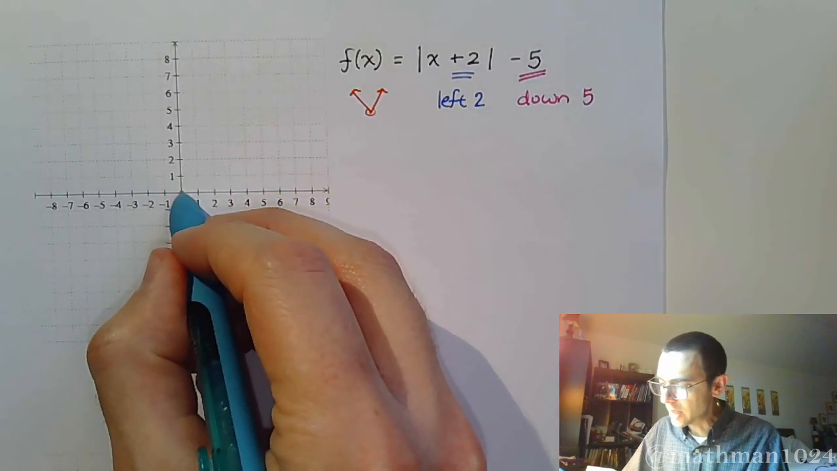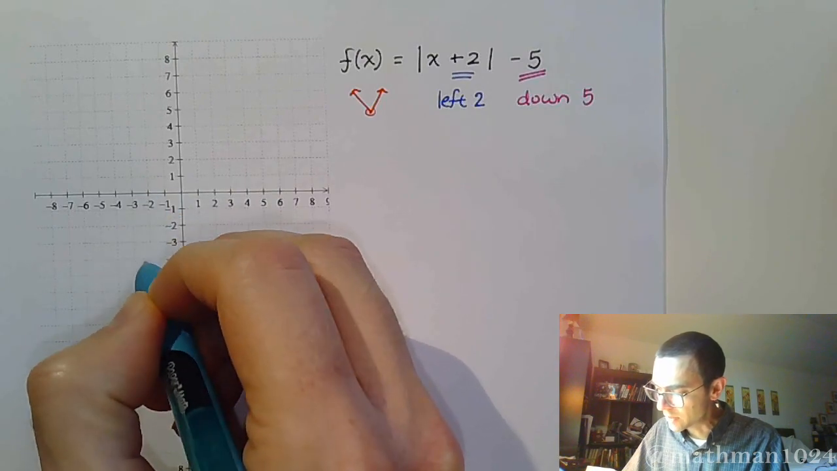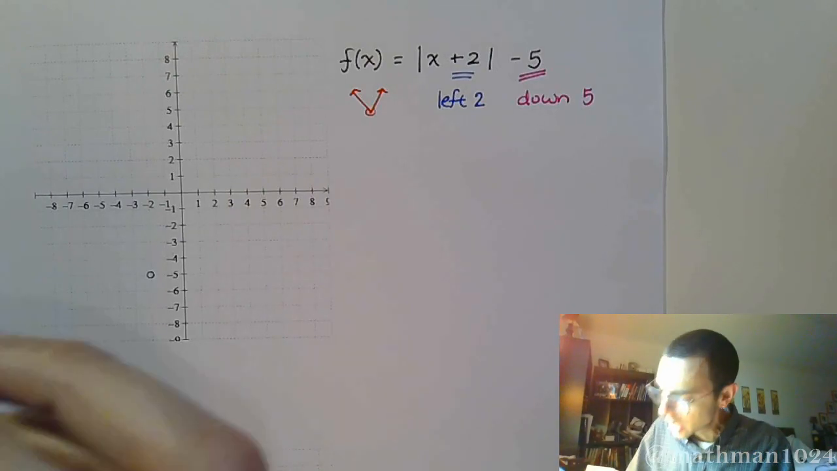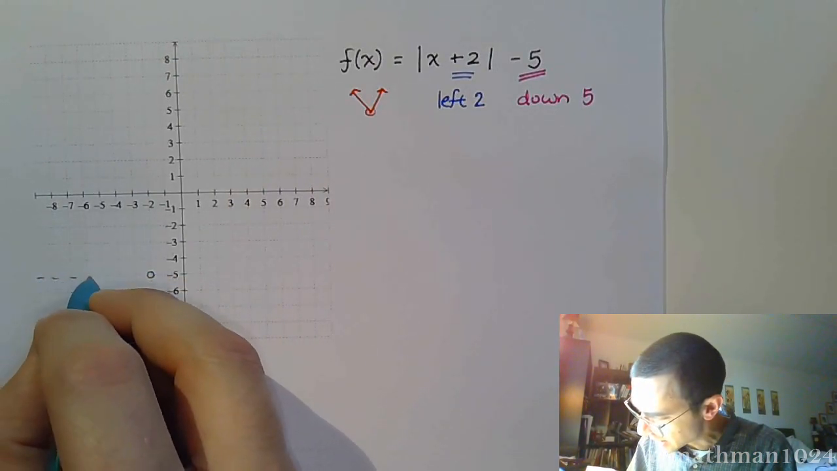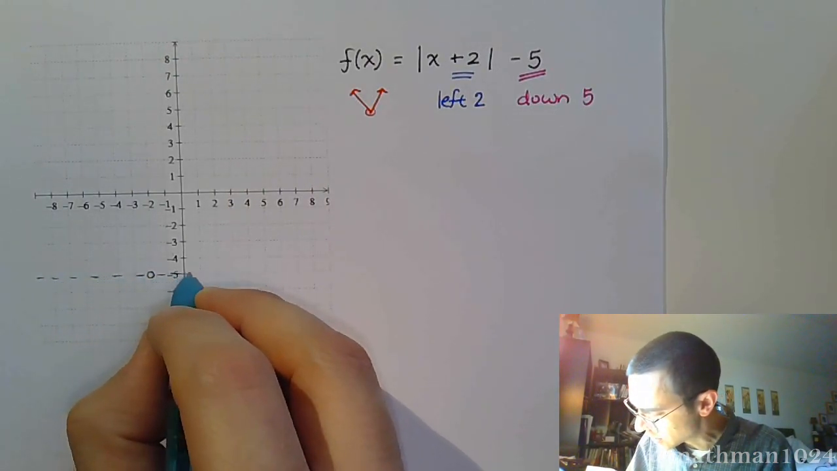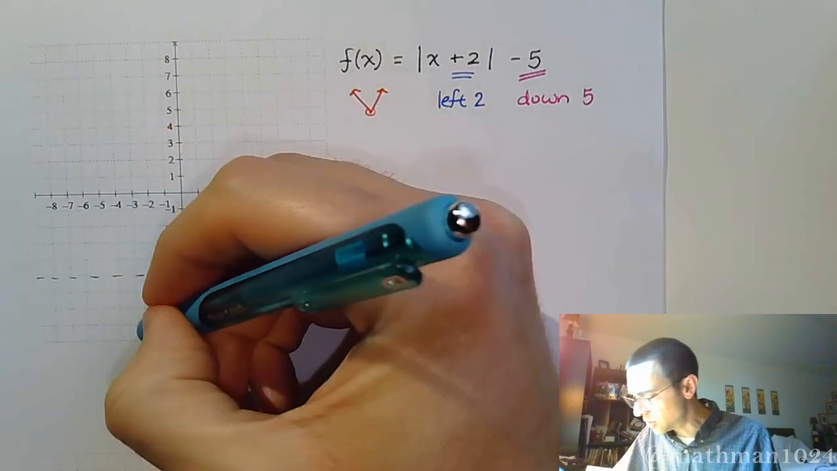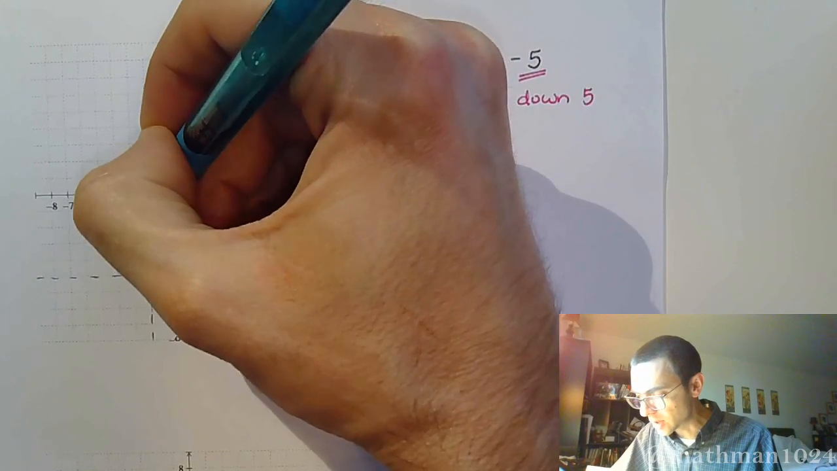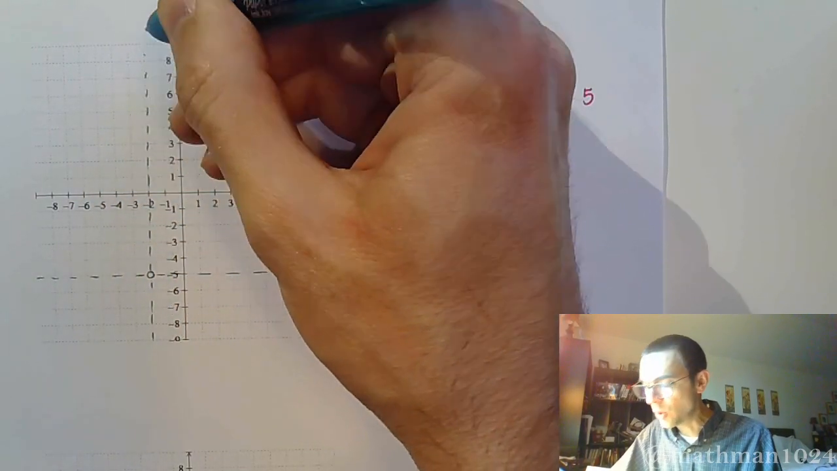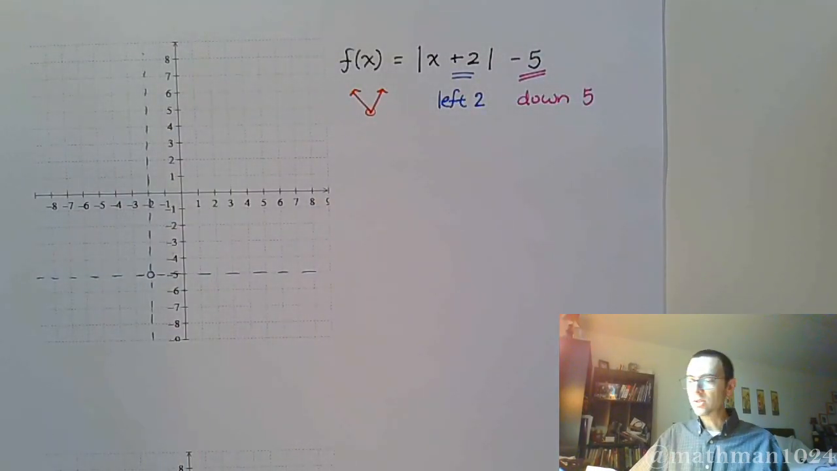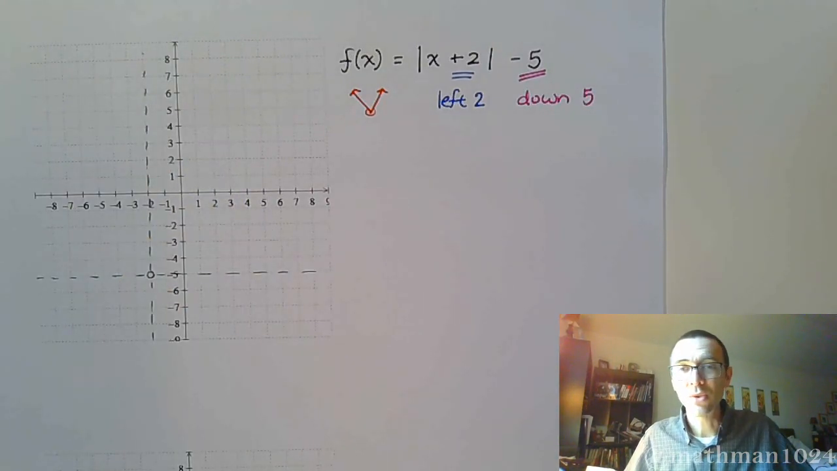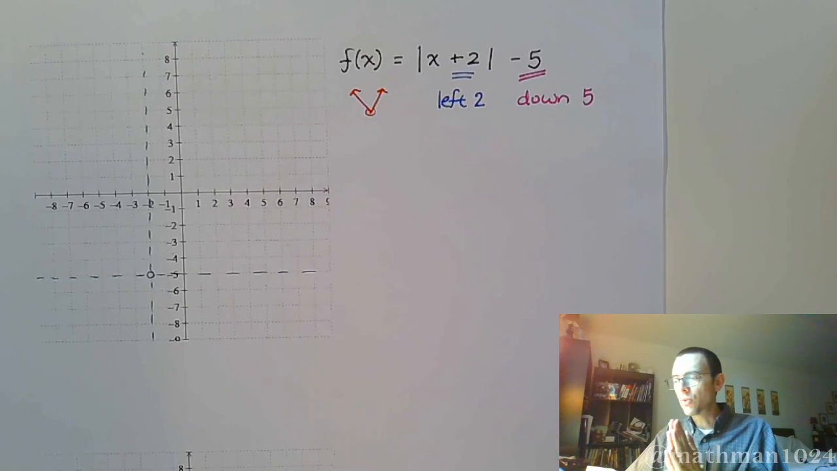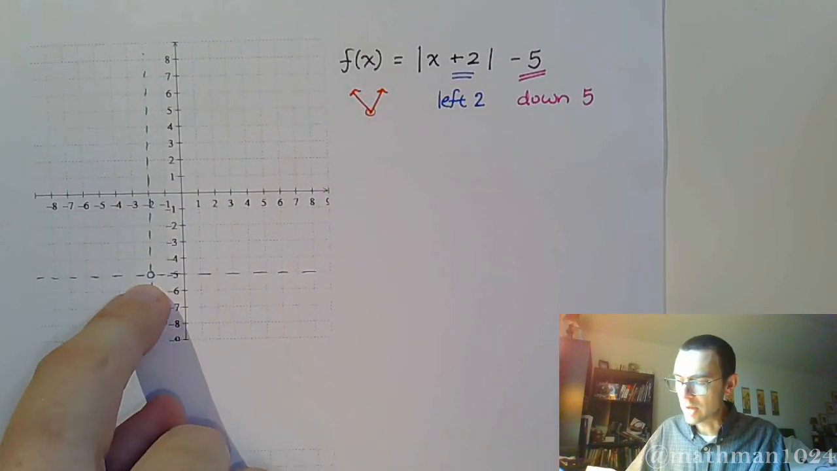From here, we're going to go to the left 2 and down 5. So this is going to be my new origin. I'm just going to mark that. I'm going to use a different colored pen and dash through to create a new x-axis and a new y-axis. Now, if I could, I would just ignore and erase the old x and y axis because I don't really need them. Okay? I only need them to create my new reference point, which is left 2, down 5.